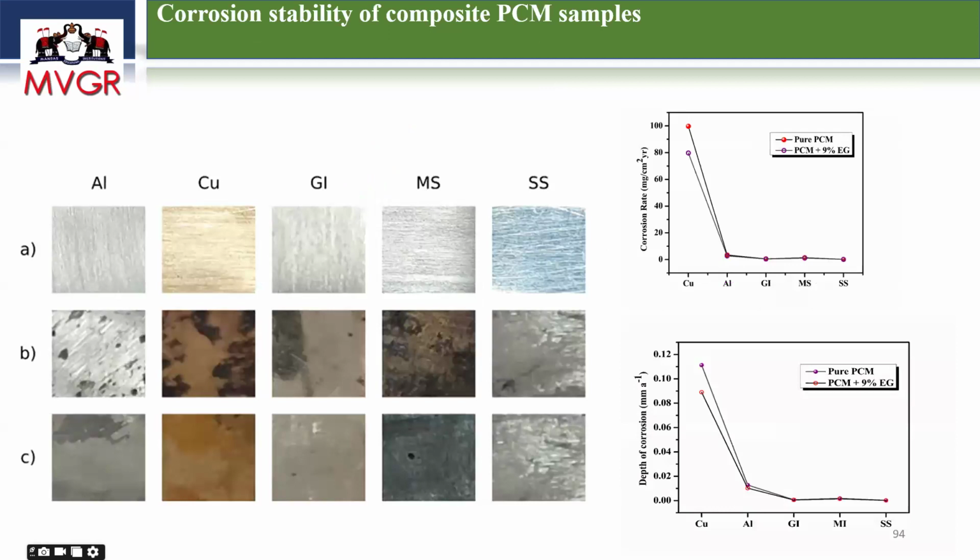And this is that corrosion stability. So what are the materials I'm putting? Keeping all the materials like aluminum, copper, galvanized iron, mild steel, stainless steel. These pieces I just dip into that PCM material.